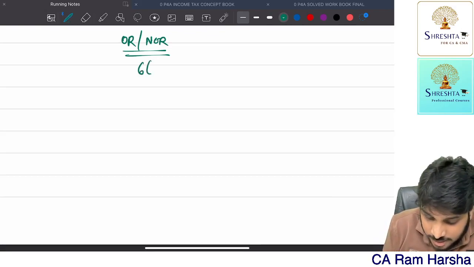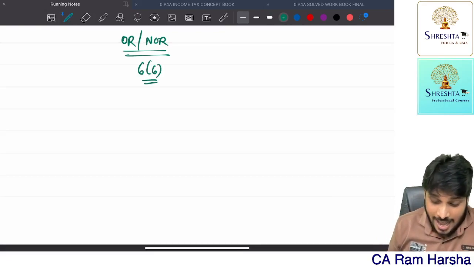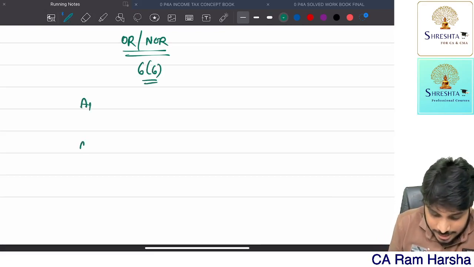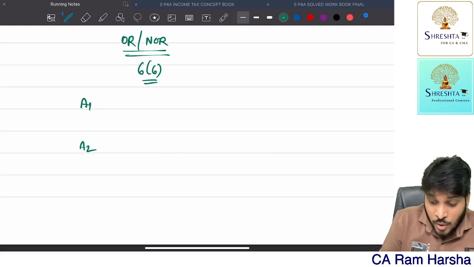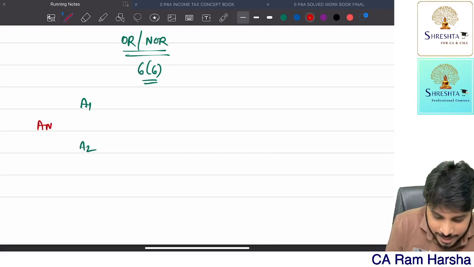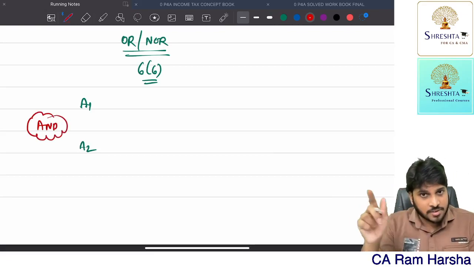This is covered under section 6 clause 6. As per that, there are 2 conditions, A1 and A2, and the relationship between them is 'and'. Don't directly look at the material. First look at this, then I will cover it in the material.